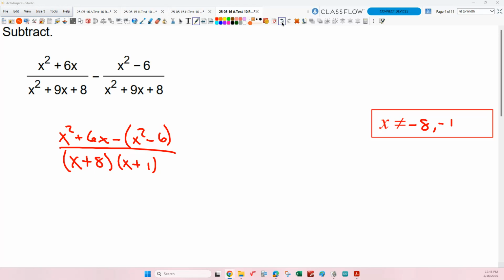Okay, what can I do next? You can factor the x out of the x squared plus 6x. Well, can I combine like terms up top? Yeah. Yep, these x squareds will cancel. So we have 6x. A negative and a negative becomes a positive. So you get 6x plus 6 over x plus 8 times x plus 1.